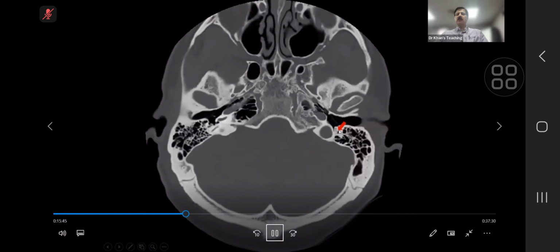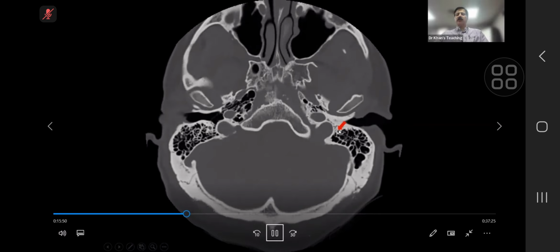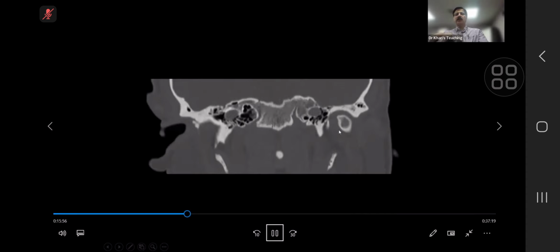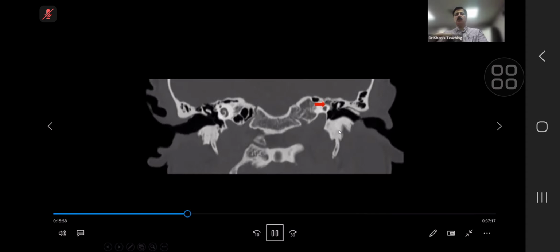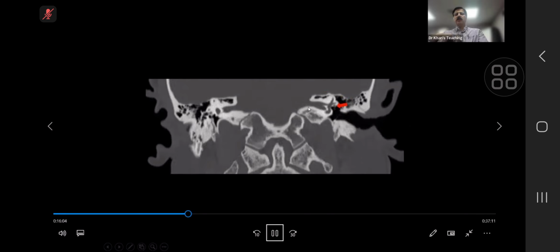Another point to remember is that, okay, we go to the coronal section. Again, first of all, let's orient ourselves. If you see here, this is the internal auditory canal. This is a very powerful landmark: this is the lateral semicircular canal, this is the superior semicircular canal, and this is the internal auditory canal.